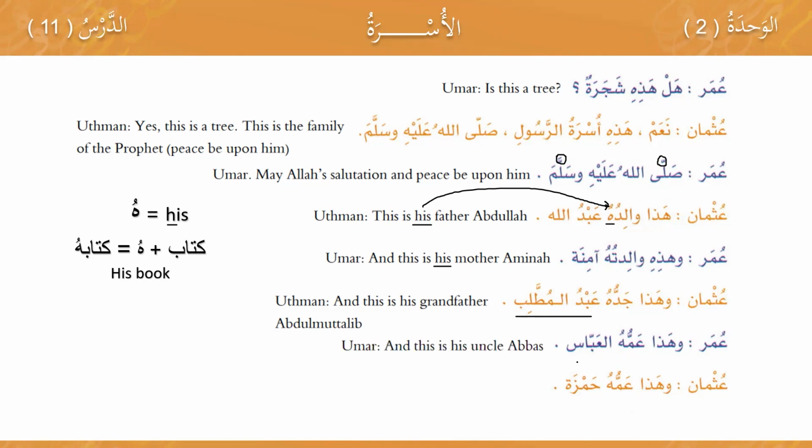وهذا عمه العباس, and this is his uncle Abbas. There are some Arabic names where we can add al with them, not all of them. This al doesn't mean that it was an indefinite noun, and when we added al, it became a definite noun. It's not like that. Again, there are very few names in the Arabic language where al is added, and this is called al-idafiya, extra al, no other reason. Like we have al-Hasanu, al-Husainu, similarly al-Abbasu. So this is not something extra. This is part of the name. وهذا عمه حمزة, and this is his uncle Hamza.